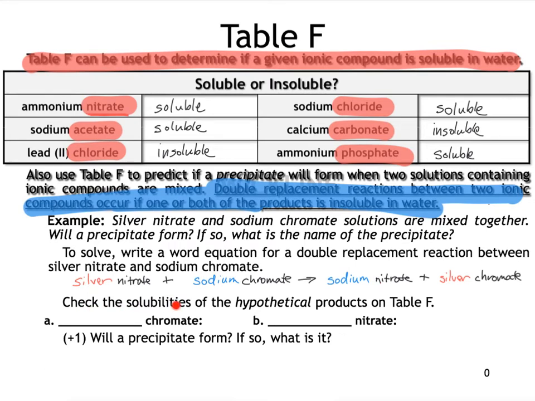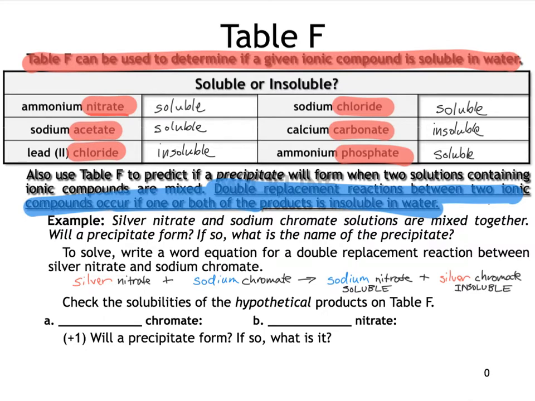What we need to do is check the solubilities of the hypothetical products on Table F, so these products. So everybody use Table F right now and check to see if a nitrate with a sodium ion would be soluble, and check to see if chromate with a silver ion would be soluble. So I just checked Table F, and I could tell that all nitrates are soluble with no exceptions. So sodium nitrate is soluble. And I also just checked out the chromates. Chromates are generally insoluble. There were some exceptions listed. Silver was not one of them. So that means that silver chromate is in fact insoluble.